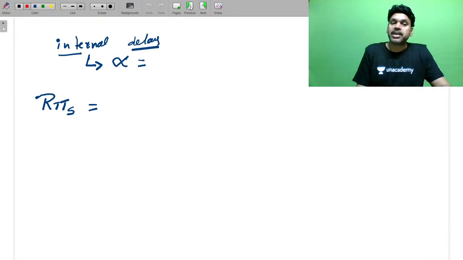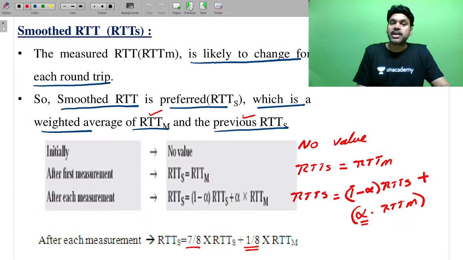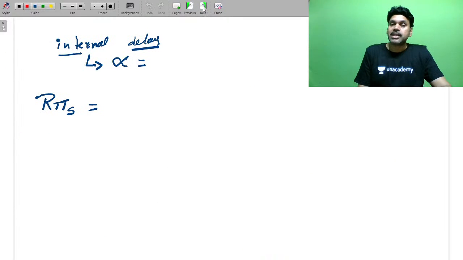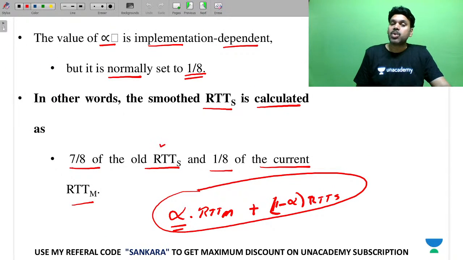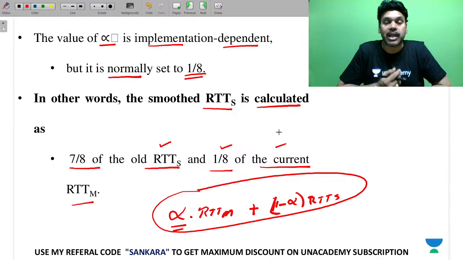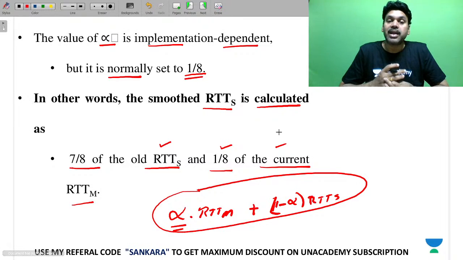So what is a smoothed RTT, my dear friends? Your smoothed RTT is the average of your measured RTT and previous smoothed RTT, which is RTTS equals (1 minus alpha) times smoothed RTT plus alpha times RTTM, which is 7 by 8 of your old RTTS and 1 by 8 of your current RTTM. So RTTM is the measured RTT and RTTS is the smoothed RTT.